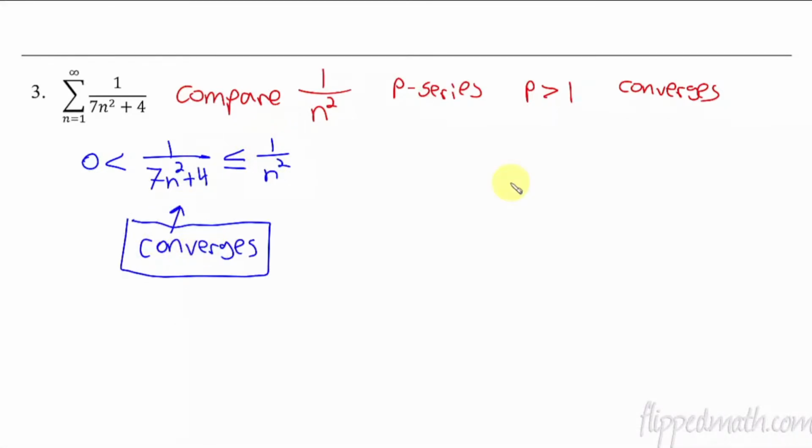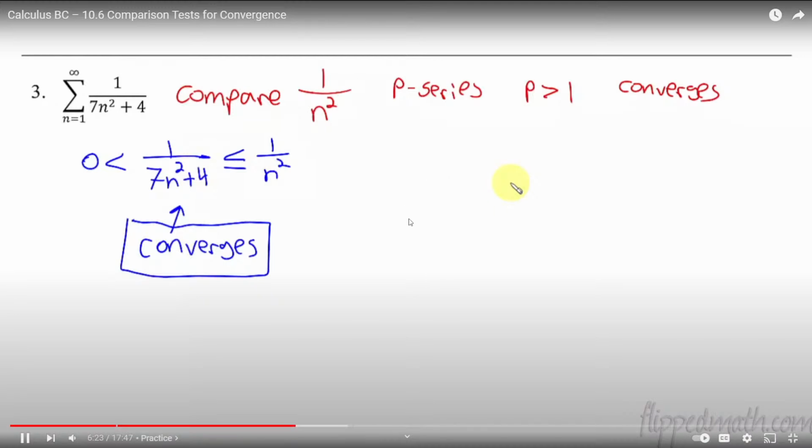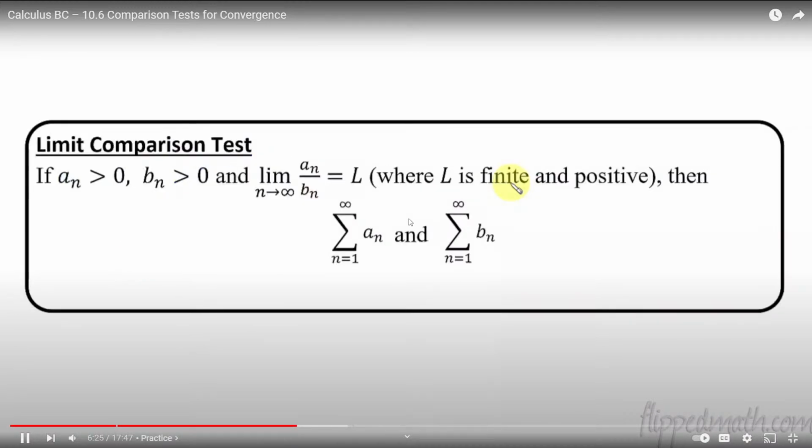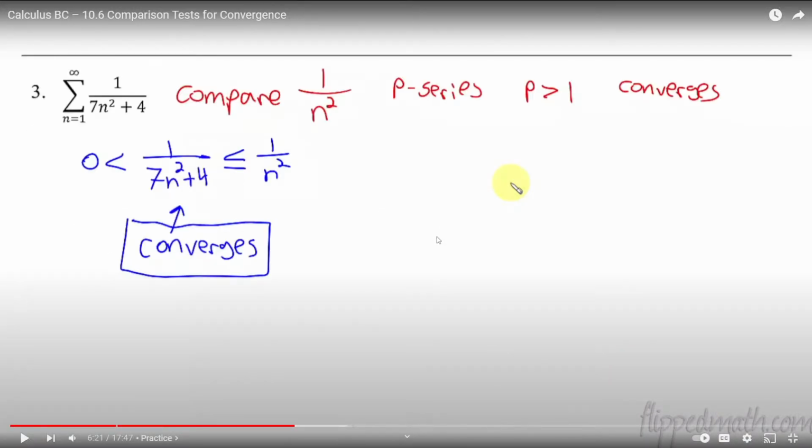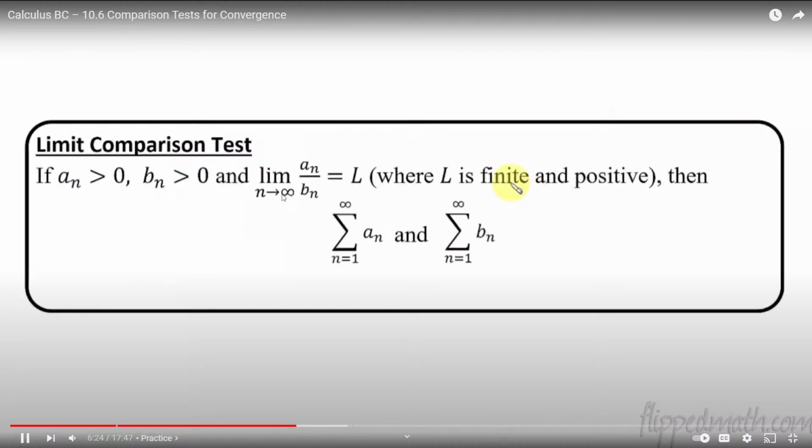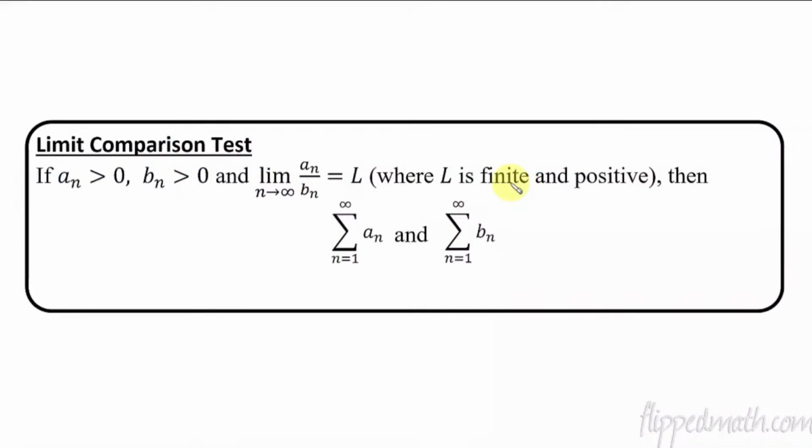All right, so we've covered the comparison test. Now, next up, we're going to take a look at what's called the limit comparison test. Let me just think about that for a second. This greater denominator means this is a bigger function. Okay, got it.